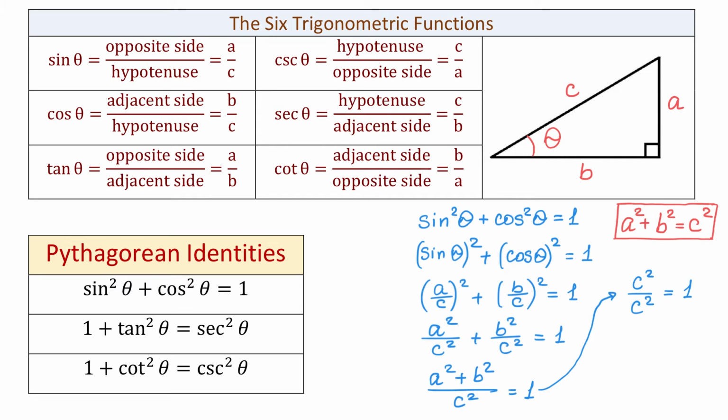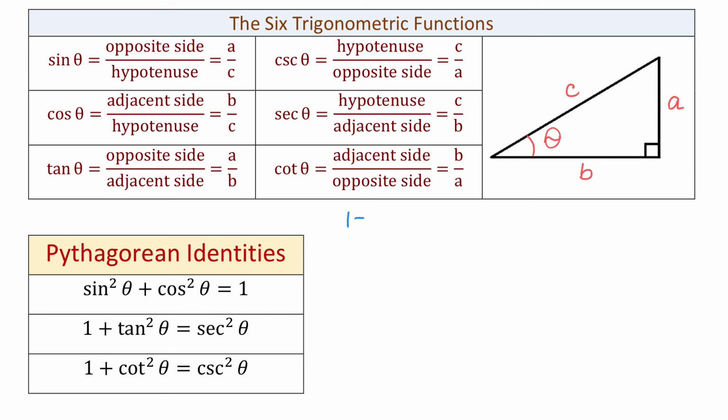The second Pythagorean identity is 1 plus tangent squared of theta equals secant squared of theta. We can verify this identity the same way we verified the first one. So let's write that 1 plus tangent squared of theta equals secant squared of theta. And because tangent is A over B and secant is C over B, in the next row we will have 1 plus A over B squared equals C over B squared.